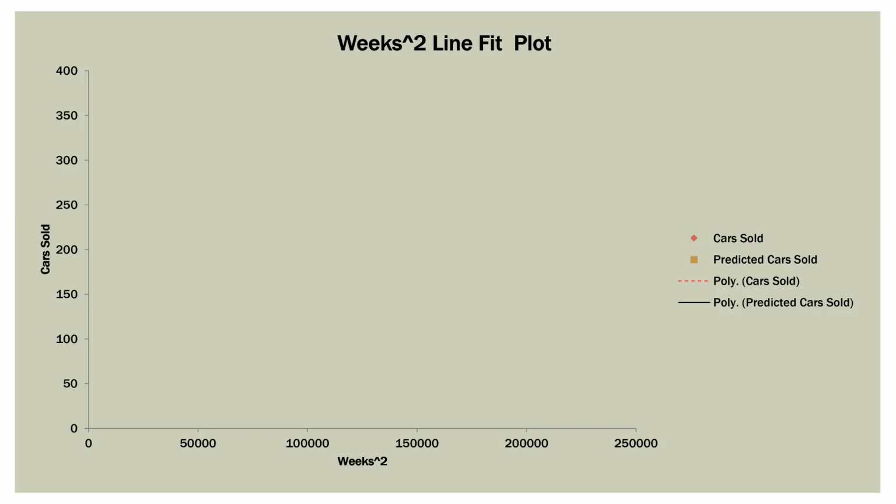So here is our squared term. So again, we have the quadratic model applied to our cars sold. That's the red dashed line. And then we have the cars sold there in the orange diamonds. And then we're going to put that on top of the predicted values. You can see there, and you can see they're very close.